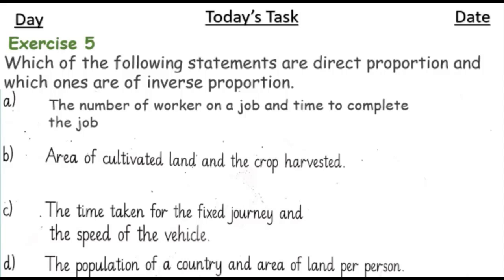The number of workers on a job and time to complete the job. When there will be more workers, the less time will be consumed. And when there are less workers, the more time will be consumed. So both quantities are going opposite.